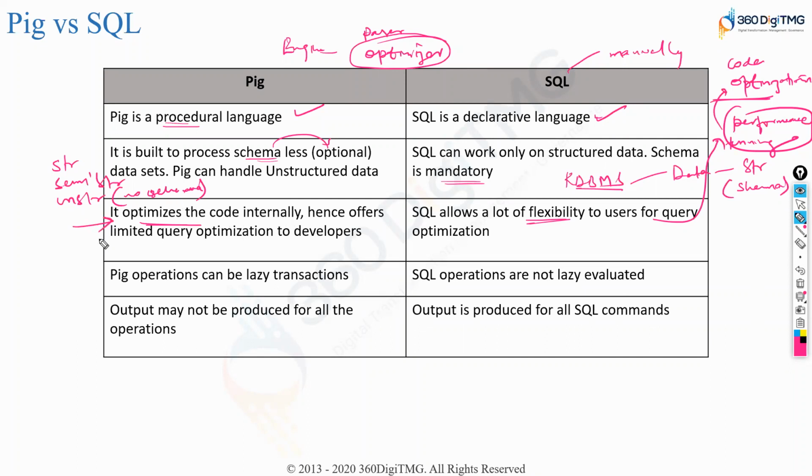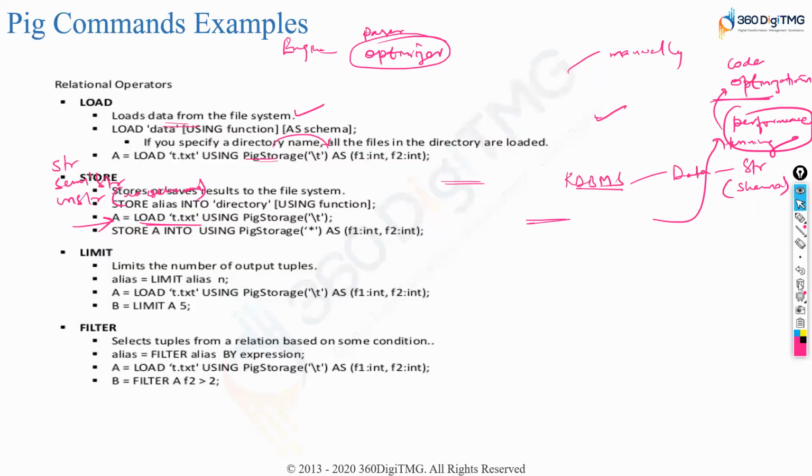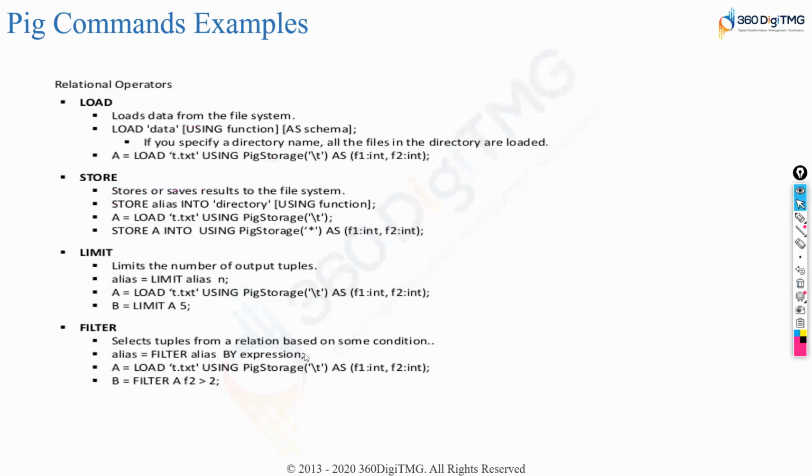For subject matter experts, Pig is very good because it takes care of optimization, right? Whereas for experts, SQL is better because it gives them the flexibility to write the best code, right? Then we also have lazy, non-lazy transactions. What are those things? We'll try and understand. But probably we'll wait for the concepts that we discussed today to sink in.